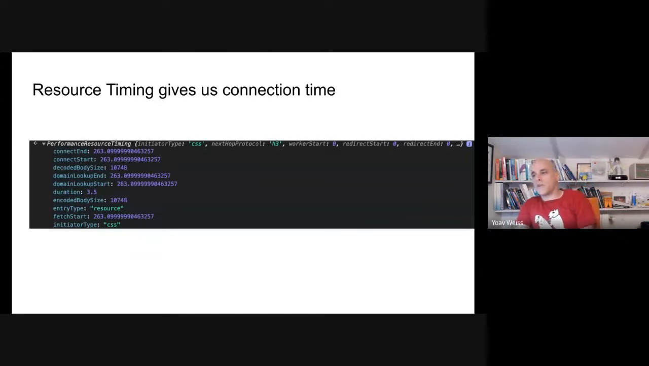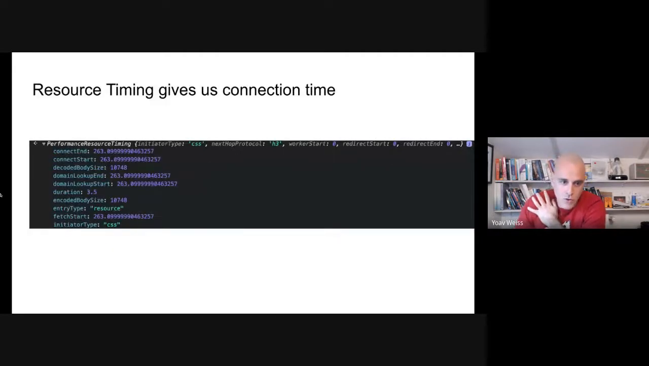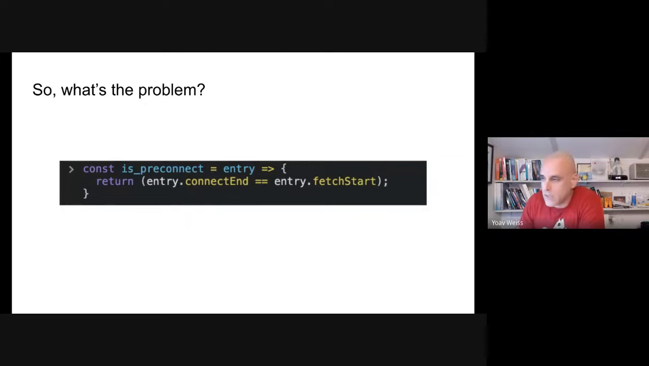Yeah, measuring preconnects. Resource timing gives us connection time. So we can essentially know when a connection was reused, because fetch start equals connect start, connect start, connect end, and the domain lookups. And we can know whether the resource we're on was preconnected if the connect end equals fetch start.